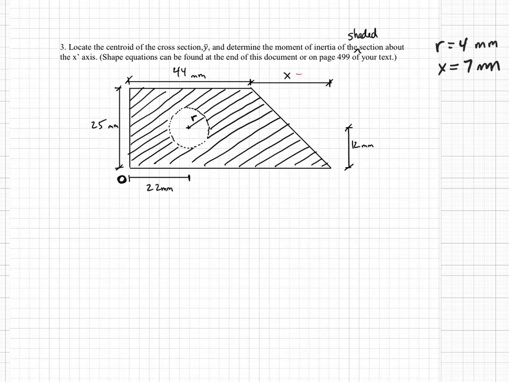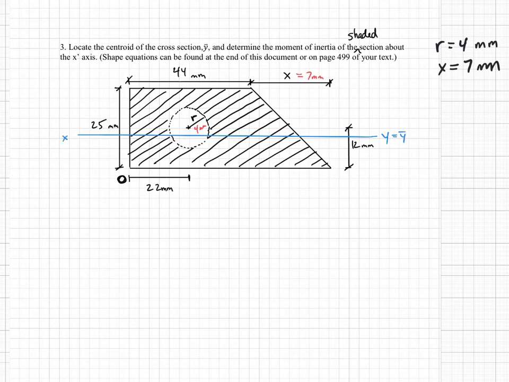So x is 7 millimeters, and r is 4 millimeters. Okay, that's pretty obnoxious. I have to squeeze it in there. Locate the centroid of the cross section y bar, and determine the moment of inertia of the section about the x prime axis. Okay, so the y bar axis, I'm going to make a guess here. My guess is it's on the low end of the middle, right? So I'm going to go ahead and put it, let's put it right here. Okay, y equals y bar.